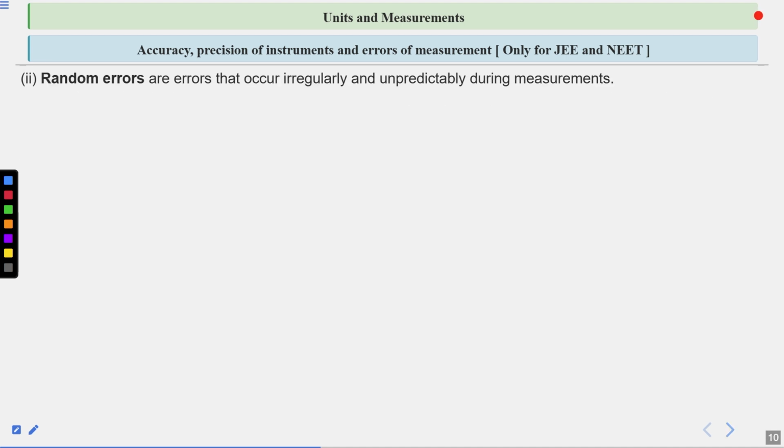Our second type of error is random errors. Random errors are the errors that occur irregularly and unpredictably during measurements. How can we understand random errors? Let's take an example.